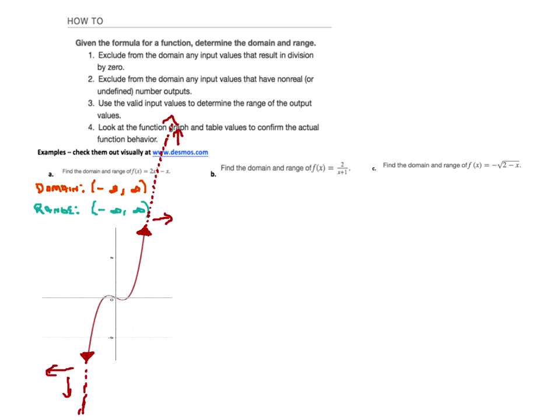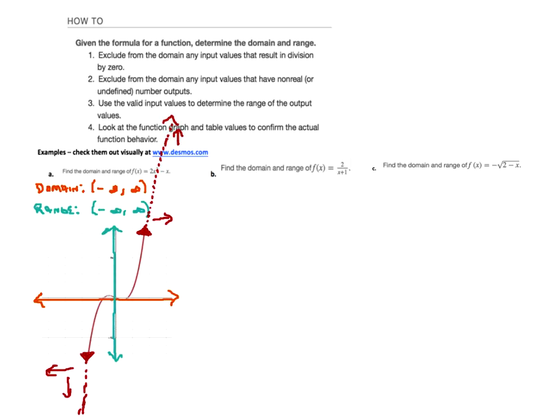So if I try to put boundaries on my domain, I can't put boundaries where it actually stops because I've got arrows on both ends. So my domain is from negative infinity to positive infinity. Flipping our thinking, for my range I also have arrows on both ends. So I move from negative infinity to positive infinity.